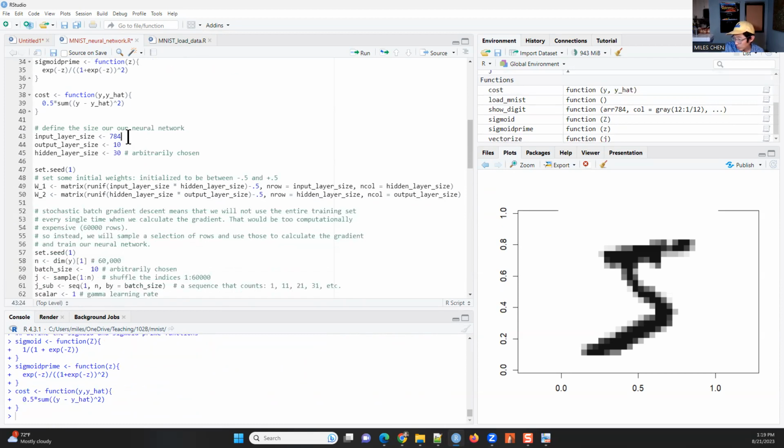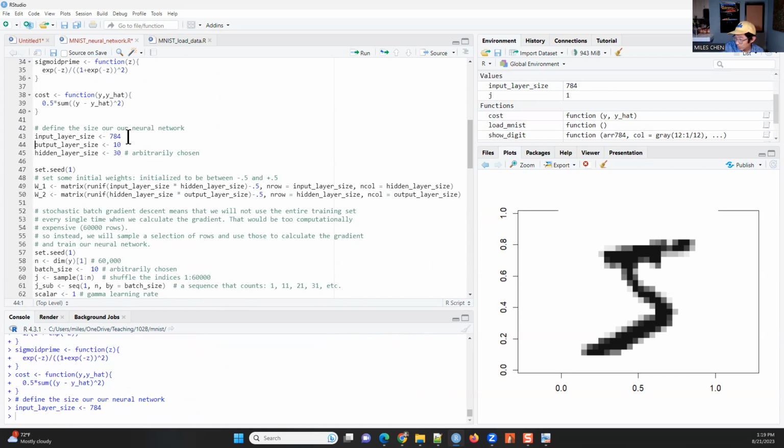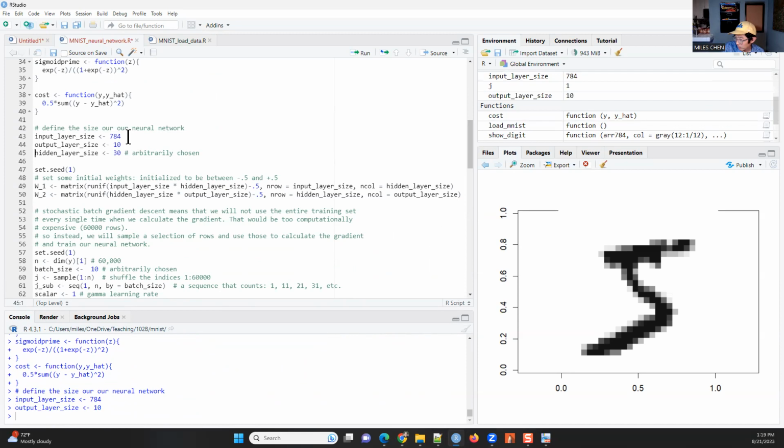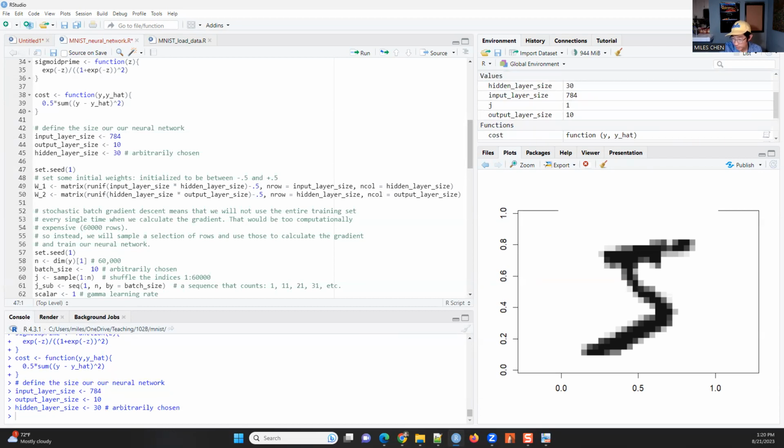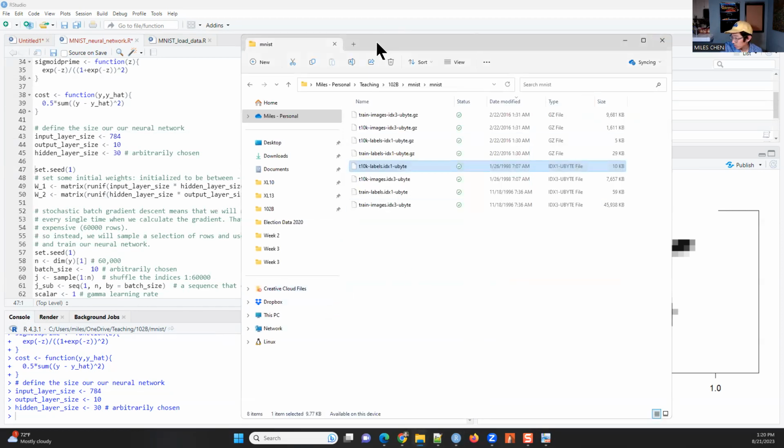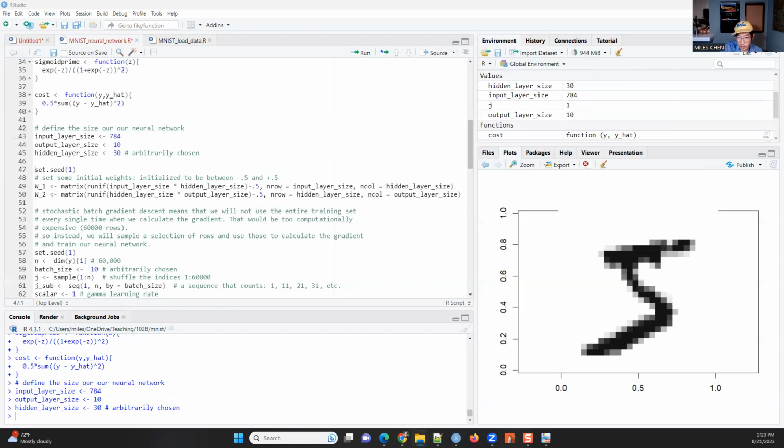And here, my input layer, I have 784 nodes. My output layer is going to have 10 nodes. And my hidden layer, arbitrarily chosen, I'm going to have 30 nodes in the hidden layer. Let me just show a little diagram here.